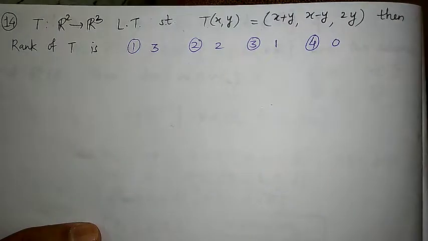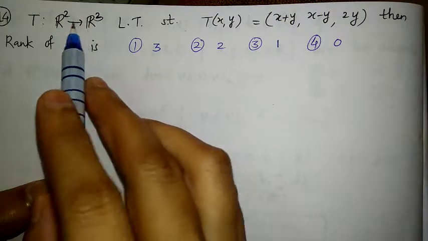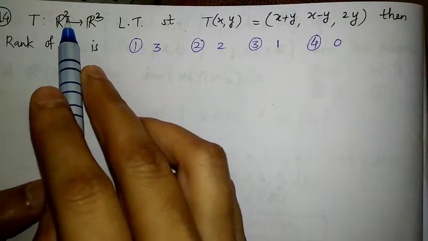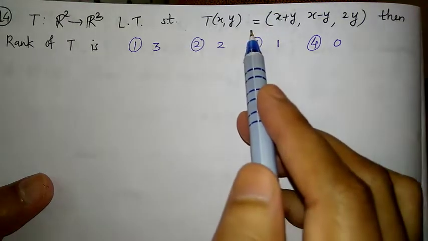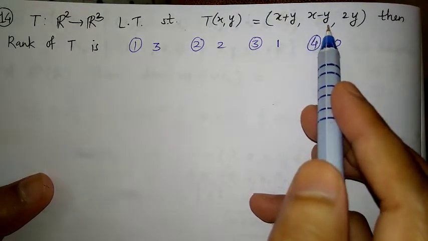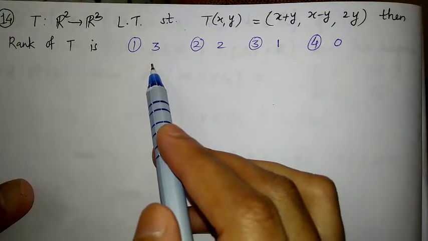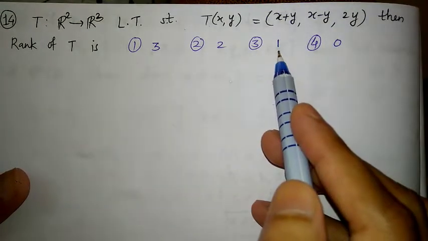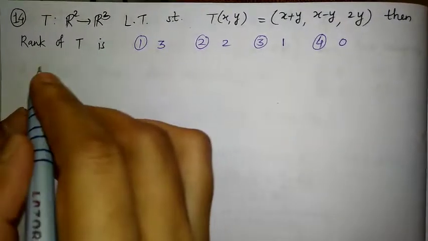Now let us solve another question. This is question number 14. T is a linear transformation from R2 to R3, which is defined by T of (x, y) is equal to (x plus y, x minus y, 2y). Then the rank of T is: the first option is 3, second is 2, third option is 1, and last option is 0. So let us solve this.